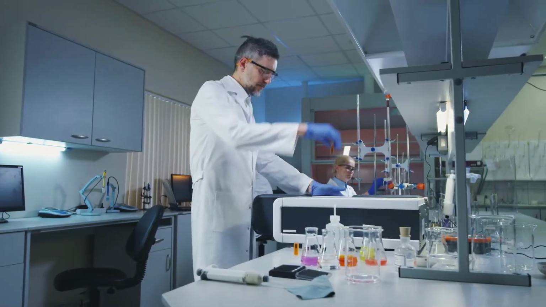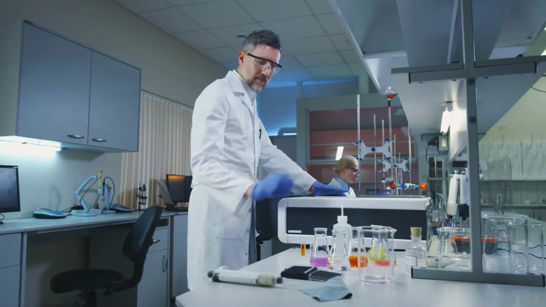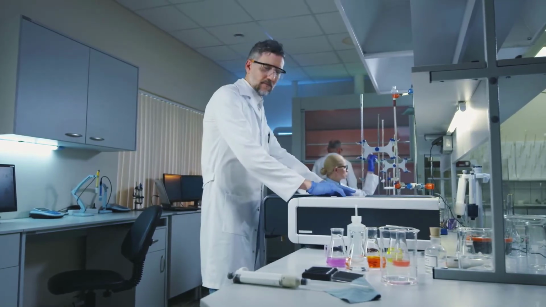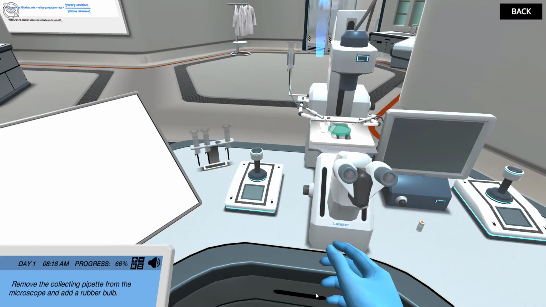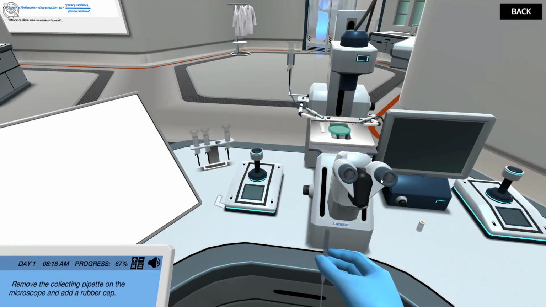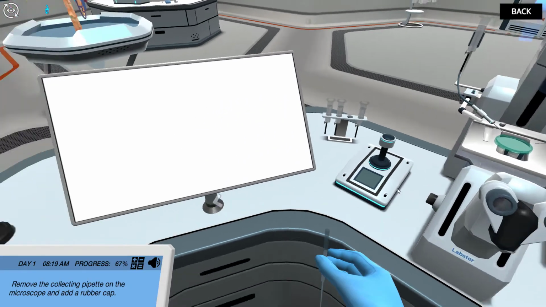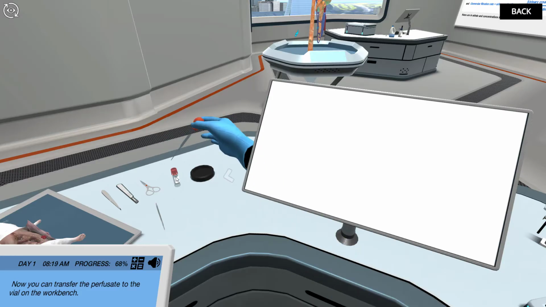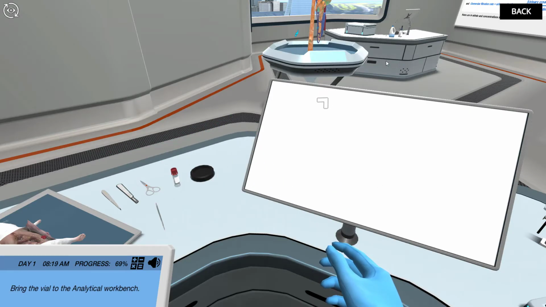Once 1 nanoliter of perfusate has been accumulated in the collection pipette, you will need to remove the pipette to measure the concentration of methoxyinulin. Remove the collecting pipette from the microscope and add a rubber bulb. Now you can transfer the perfusate to the vial on the workbench. Bring the vial to the analytical workbench.